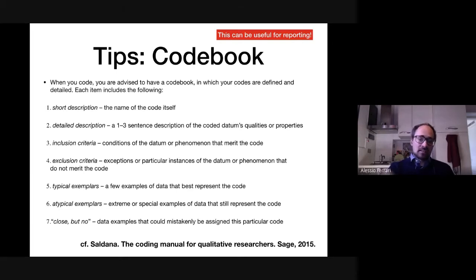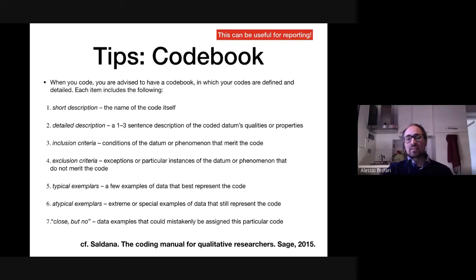So the atypical exemplars are those cases that may not seem to belong to that code, but they actually represent the code. And close but no are data that can be mistaken for being related to the specific code. Of course, this is just if you want to do things in a very precise way. Here there is a reference for a book on coding that is quite verbose, but there is a large literature on that. If you want to be precise, this is the strategy to follow.